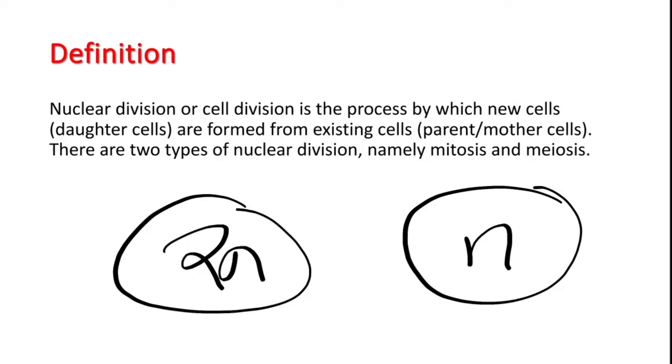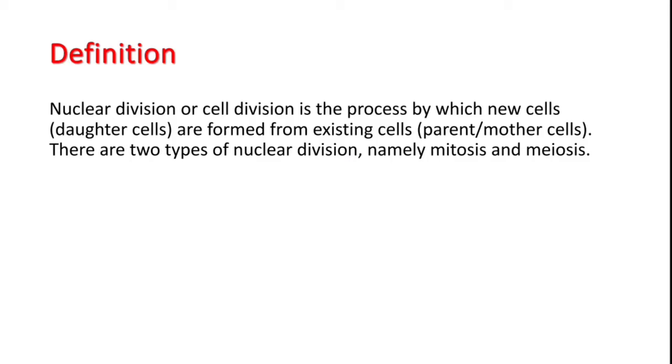So for a man, a gamete is a sperm cell. For a woman, a gamete is an ovum. All right, I hope we are clear with the types of cells. Otherwise, what we should take from this slide is that cell division is a process by which new cells known as daughter cells are formed from existing cells known as parent cells or mother cells. Wonderful. Now, let's look at the two types of cell division, starting with mitosis.